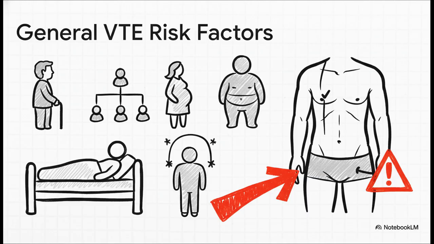And for all of you in critical care or anesthesia, this last one is huge. The location of a central line really matters. A femoral line carries a much higher risk than a subclavian one. Why? Well, it's all about venous stasis and just how close it is to the deep veins of the leg. It basically creates the perfect storm for clot to form.